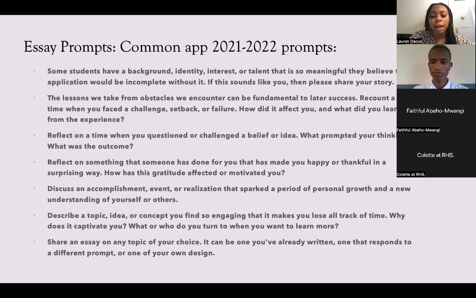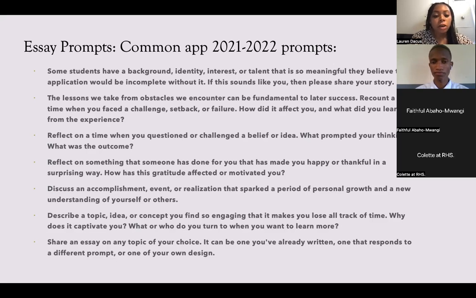The next topic, describe a topic, idea, or concept you find so engaging that it makes you lose all track of time. Why does it captivate you? What or who do you turn to when you want to learn more? And then finally, the last prompt option is to share an essay on any topic of your choice. It can be one you've already written or one that responds to a different prompt or one of your own design.